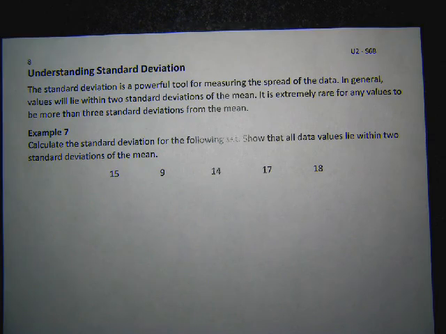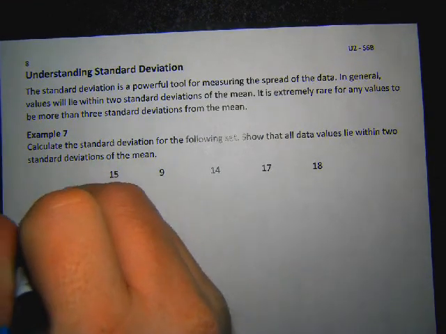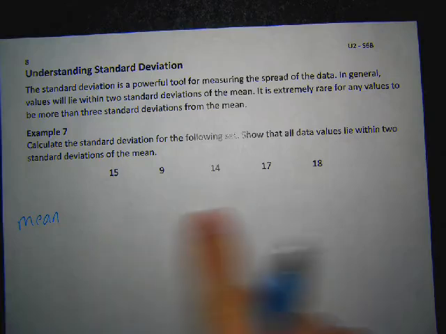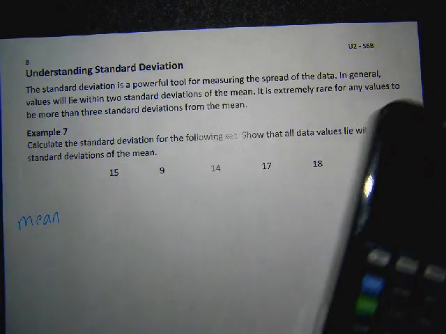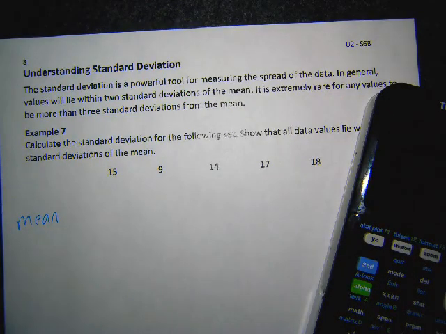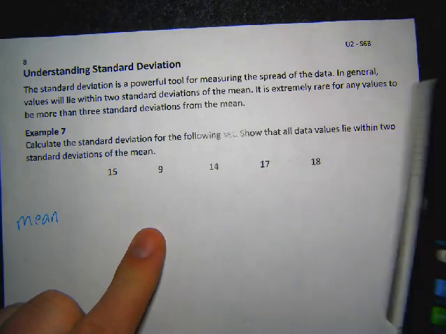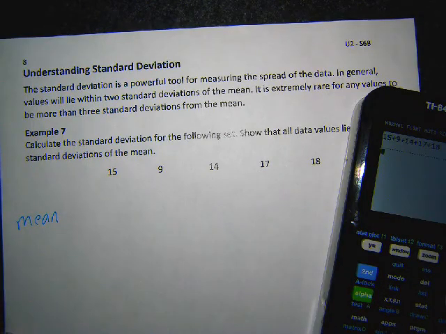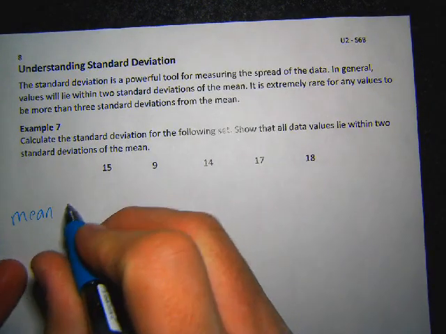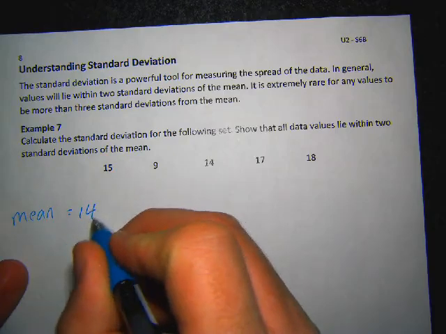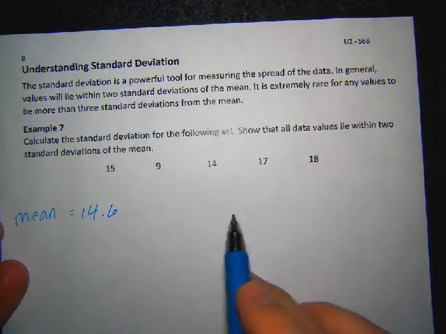All right, let's find the standard deviation for this set of data. Again, the first thing you have to do is find the mean. So before we can do anything else, let's figure out what the mean is. I'm going to add these all up and divide by how many there are. So I've got 15 plus 9 plus 14 plus 17 plus 18. 5 values, add them up, I get 73, divided by 5 values, so I get 14.6. The mean is 14.6.